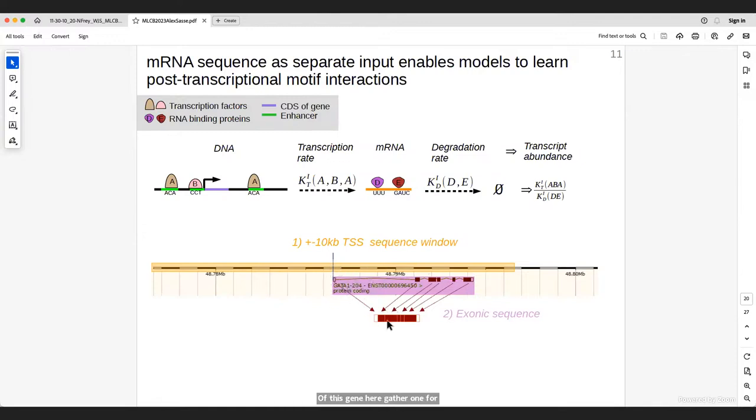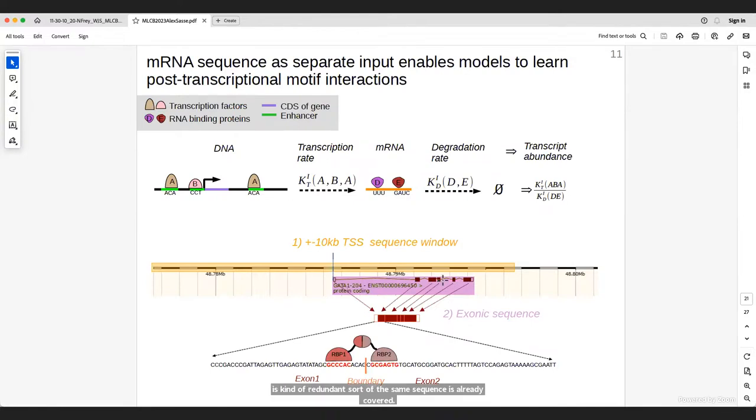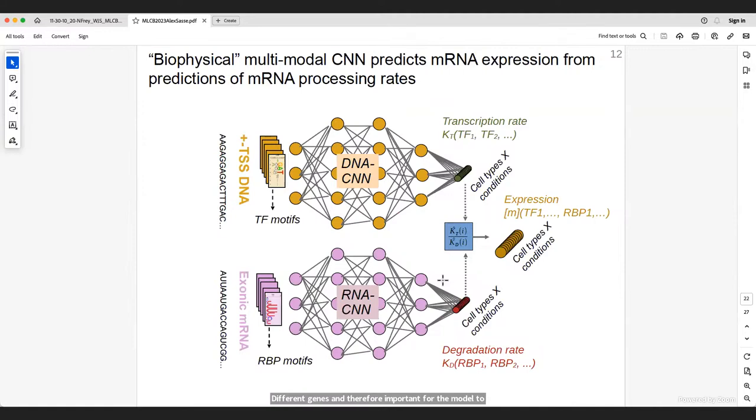However, we're proposing to also use this exonic sequence here that comes from the exons of that gene. You might think in this case, well, this is kind of redundant, it's sort of the same sequence that is already covered. However, now the sequence is reordered, and potential context effects that are located on different exons could now be in close distance, and that could be consistent across different genes and therefore important for the model to learn this sequence context. And so this is eventually the model that we're proposing, calling this a biophysical model because it uses DNA and RNA as input.